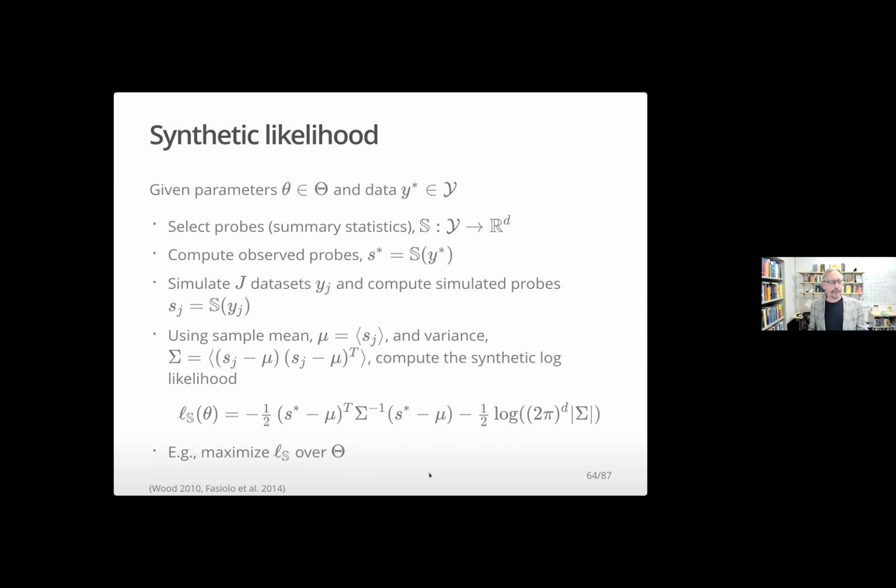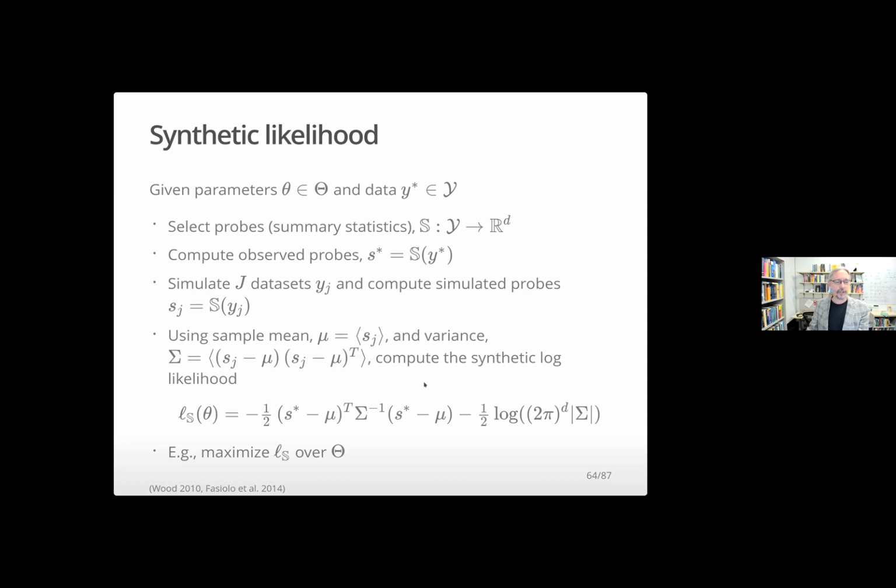So just to give you a flavor of some of these different things, synthetic likelihood, here's how it works, the very simplest form of it. Given some parameters and some data, we collect a set of summary statistics. These are functions on the data space into d-dimensional Euclidean space, and we compute these observed probes by evaluating those functions on the data. Then we simulate a large number J of data sets and compute the simulated probes on each of those data sets. And then we can compute a synthetic likelihood.